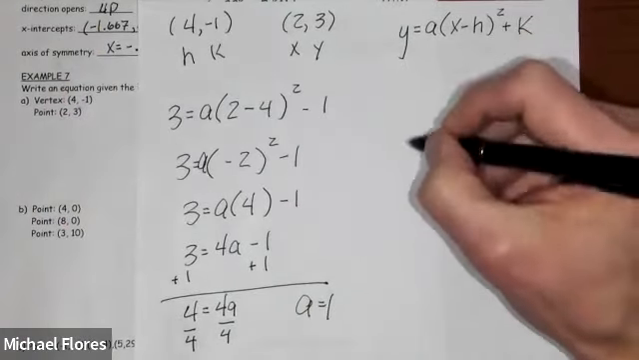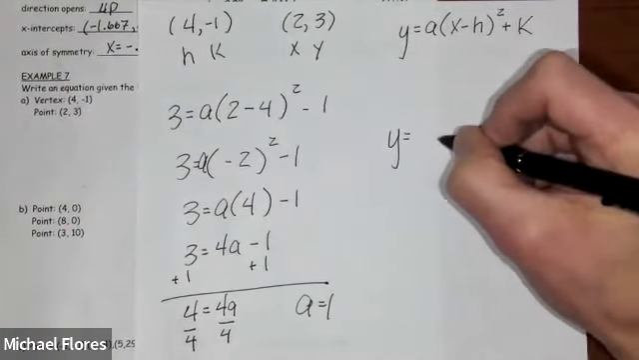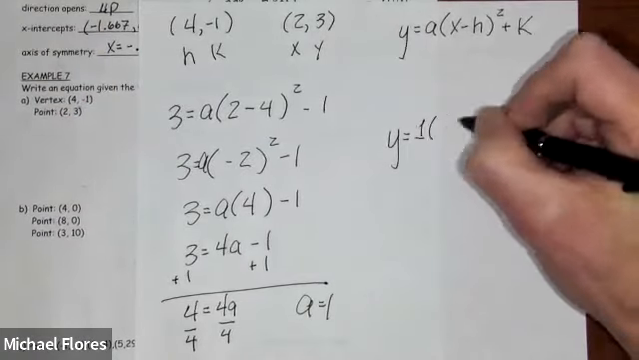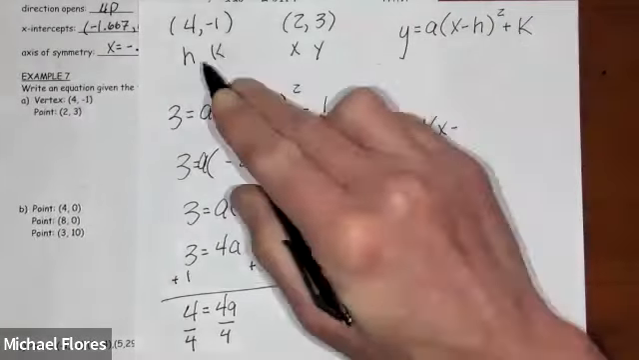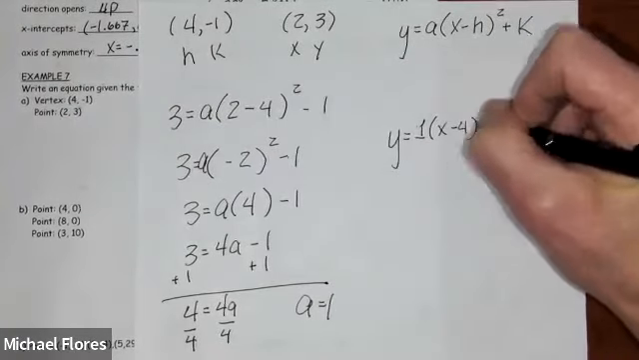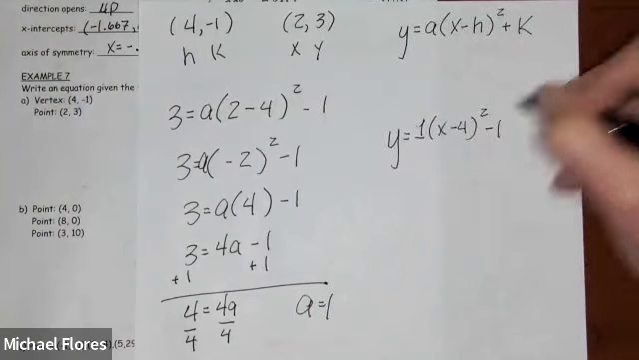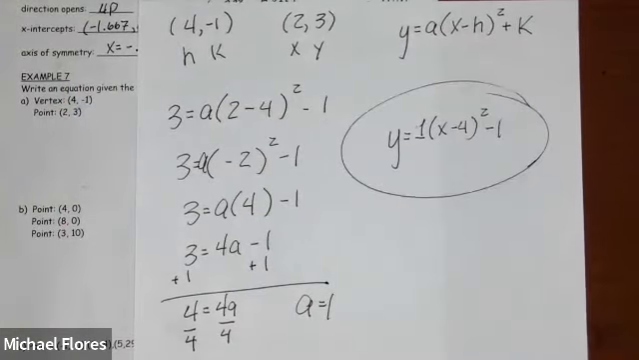So our final answer would be Y equals, since our A value is 1, we really don't need it, but I'm going to go ahead and put it there anyway. We did all the work. And then X minus the H value squared, followed by your K value. That's your answer.